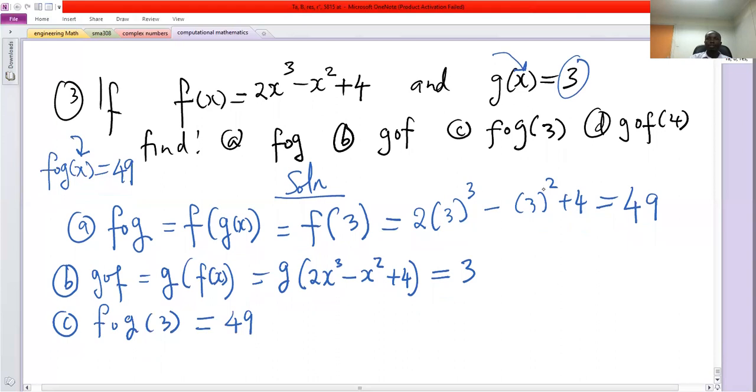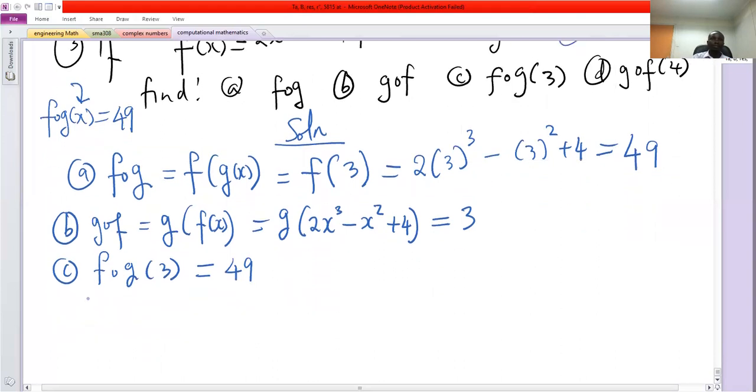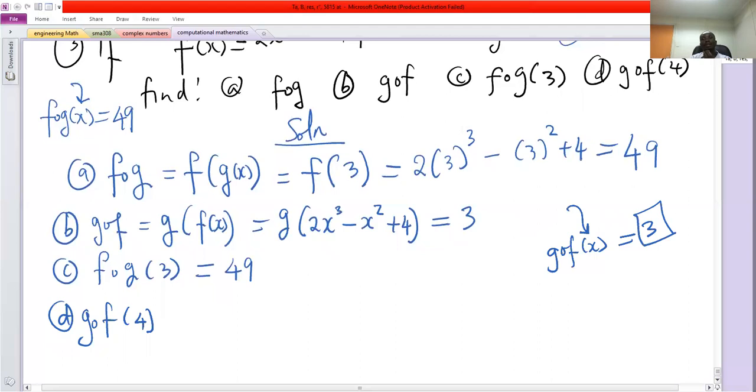And then g composed with f at 4. Now remember the definition of g composed with f of x from B, we have gotten the answer to be 3. So whenever you give this composite function any input x, it will always give you a constant 3. So therefore, the value of this one also remains 3. That's how we solve those problems.